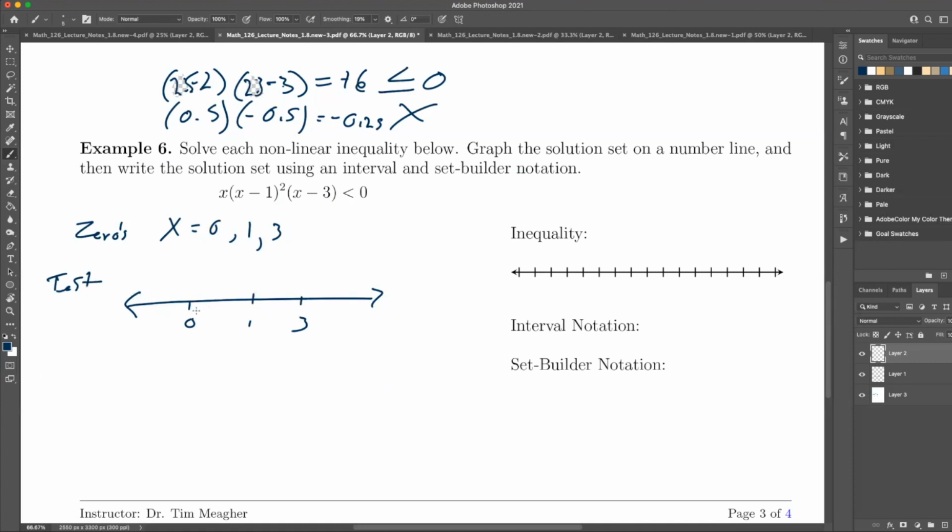So here between negative infinity and 0, I'm just going to test negative 1. That makes something easy for me to type in. Between 0 and 1, let's just do 0.5. Between 1 and 3, I'm just going to test 2. And beyond 3, I'll just test 5 again. Okay. All right, so let's do this.